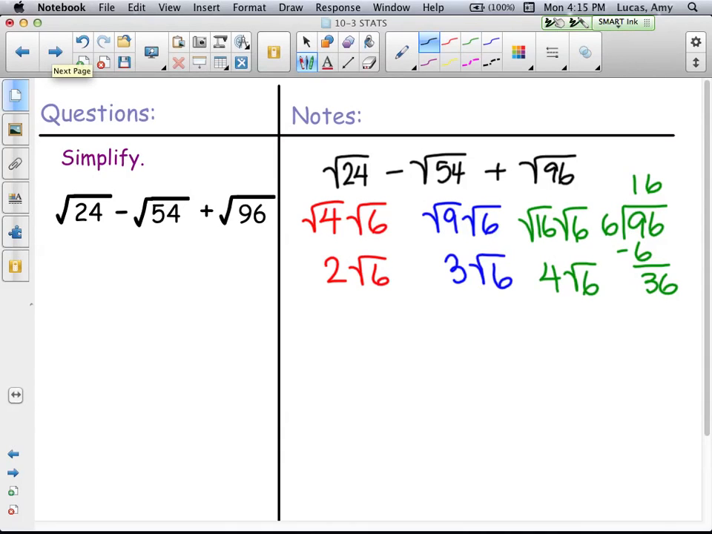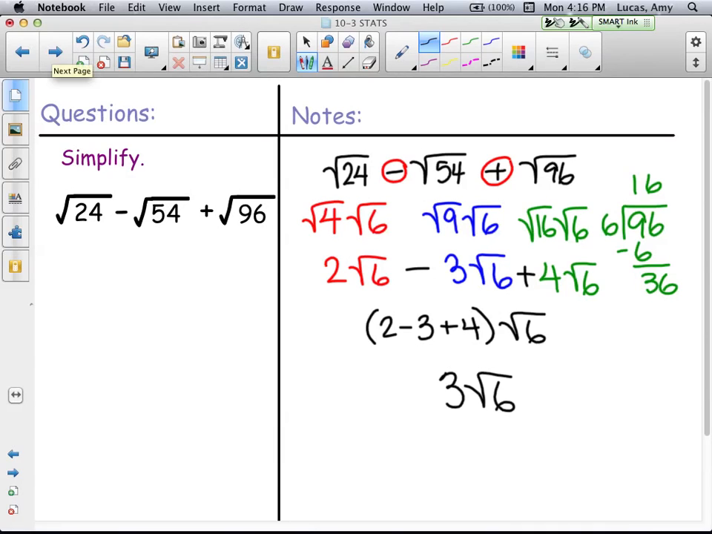All right. Now we've got subtraction and then addition. So we need to subtract and then add. So 2 minus 3, and then it will be plus 4. So 2 minus 3 is negative 1, plus 4 is 3. So my final answer is 3 times the square root of 6.